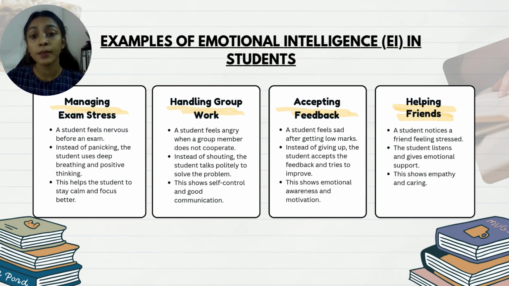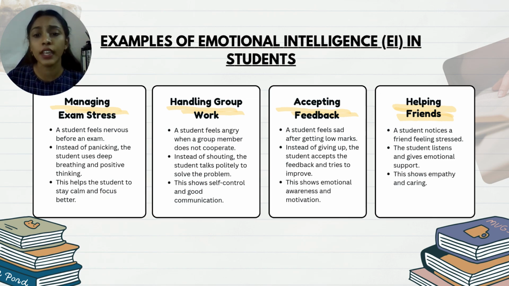So the third example is accepting feedback. When students get low marks, some feel very sad or give up. But students with emotional intelligence know how to handle this feeling. They don't give up, and learn from their feedback and try to improve themselves. So this shows emotional awareness and motivation.